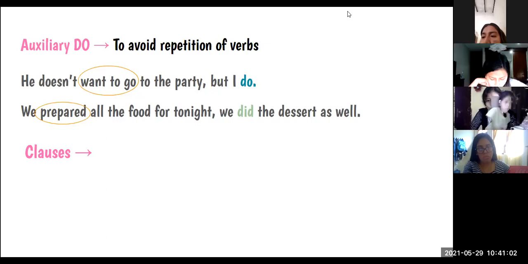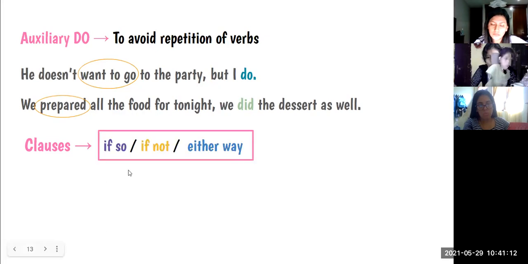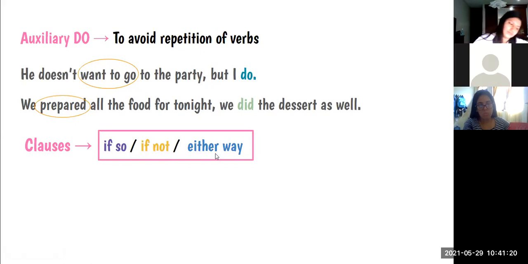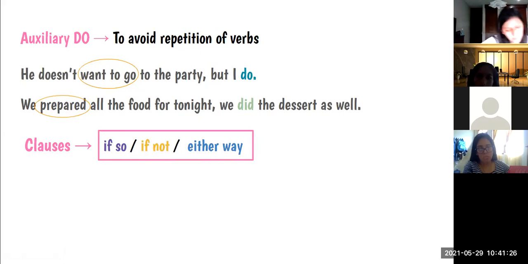Okay, so we can replace clauses too in order to avoid repetition. Okay, how can we do this? We can replace clauses with if so, if not, or either way. Okay, so if you don't want to repeat the whole clause, you need to replace this with these expressions.